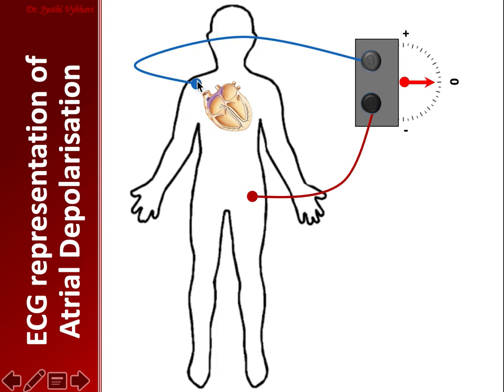We are applying the positive electrode on the left limb. This is the positive electrode and this is the negative electrode. Positive on the left, negative on the right. The electrical events, depolarization and repolarization, which are happening in the cardiac cycle, are represented as vectors. These vectors are nothing but the depolarizing and repolarizing waves, which are easily conducted.